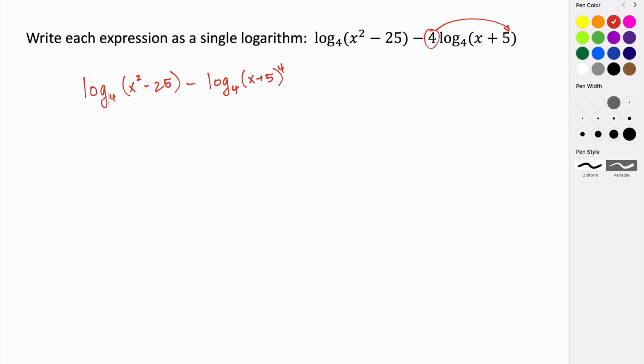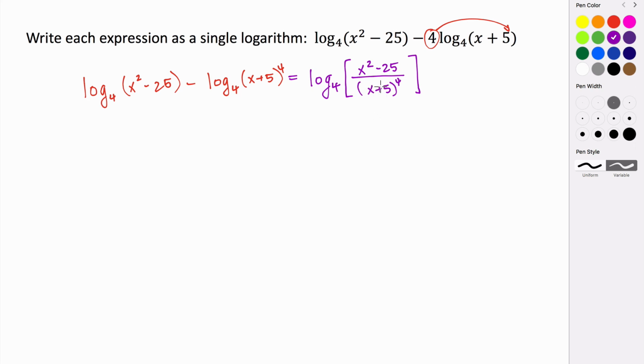Now, these 2 logs have the same base, and it's a difference of them. So we can actually apply the quotient property, which says we can put them together as a single log with the same base and make them a quotient. The numerator of our quotient is just the first argument, so we have x squared minus 25, and the denominator of our log is just the argument of our second log, x plus 5 to the 4th.